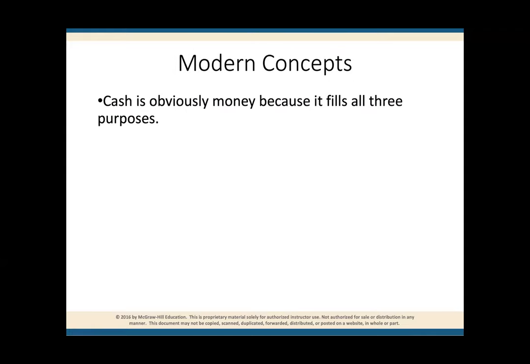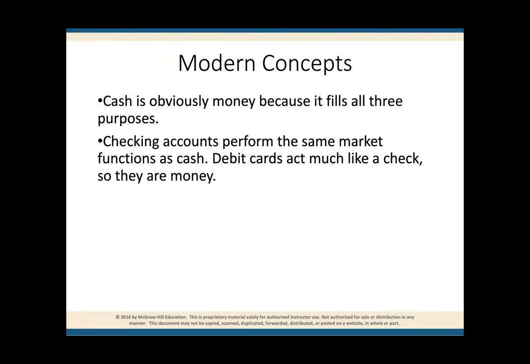Okay, so then the question is, so what is money? What does money look like? Well, you know what money is. For us, money is cash, right? And cash actually fills all these purposes. We can use cash to make transactions, we can use cash to measure, and we can use cash to save for future consumption.